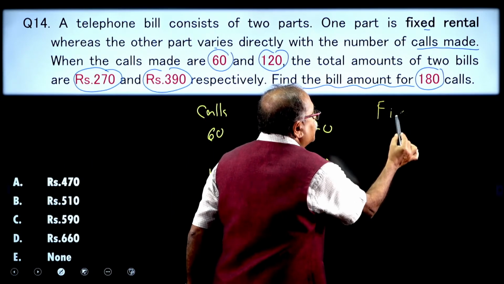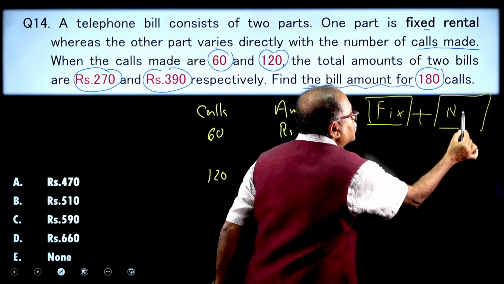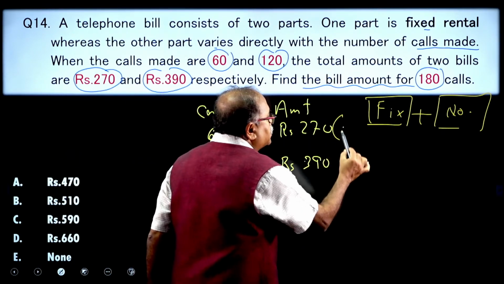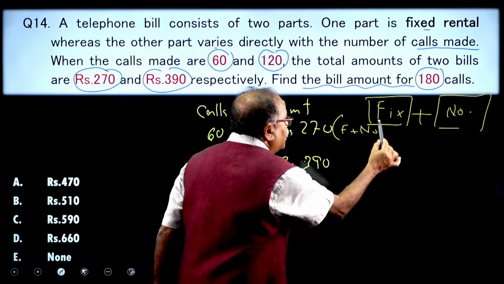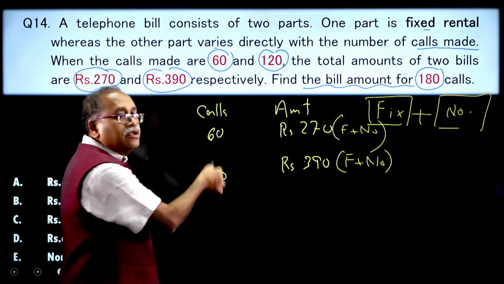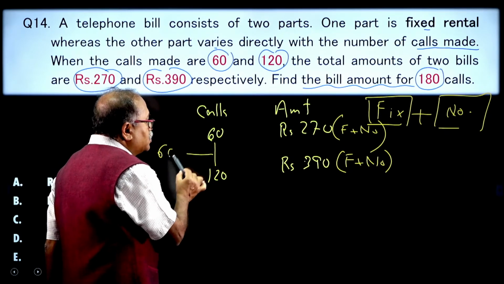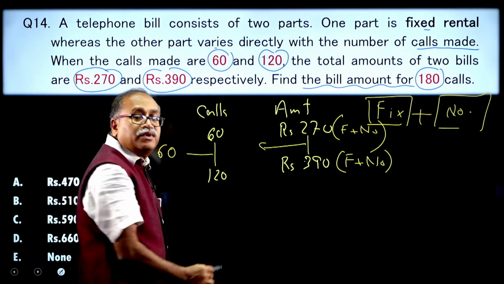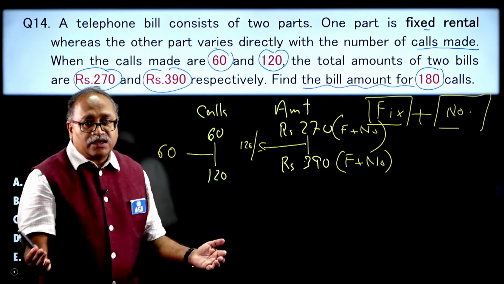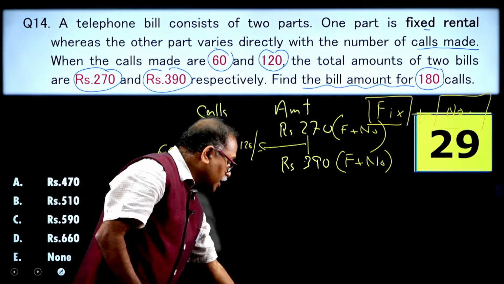And there are two types of expenditure. One is the fixed expenditure, whether you use it or not, plus the other one is the number of calls. So, here the fixed expenditure plus number of calls, here also fixed expenditure plus number of calls, and the fixed expenditure in both cases is the same. What is the number of calls increased over here? 60. What is the money increased over here? 120 rupees. So, I gave the clue, my dear friends. Now it is your time, take 30 seconds and answer the question.